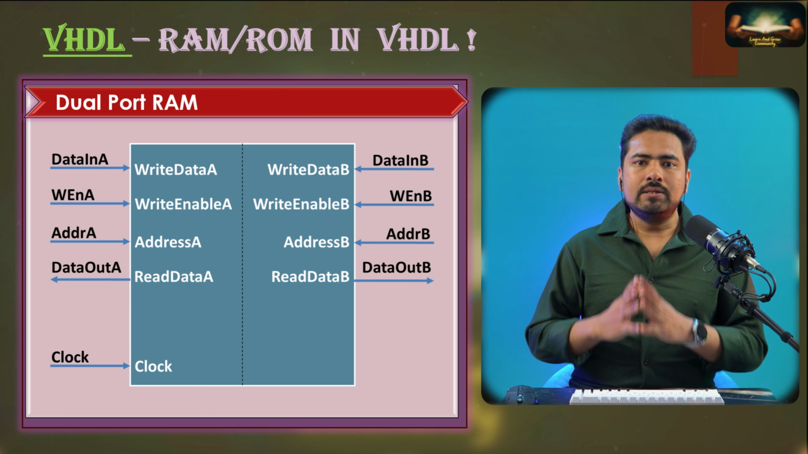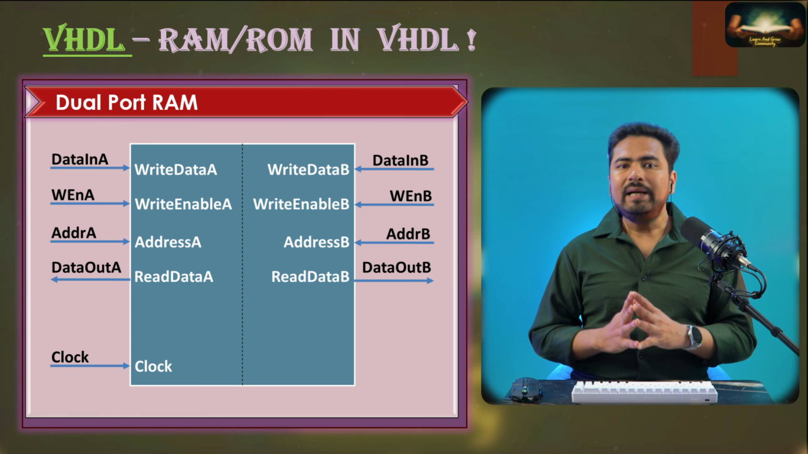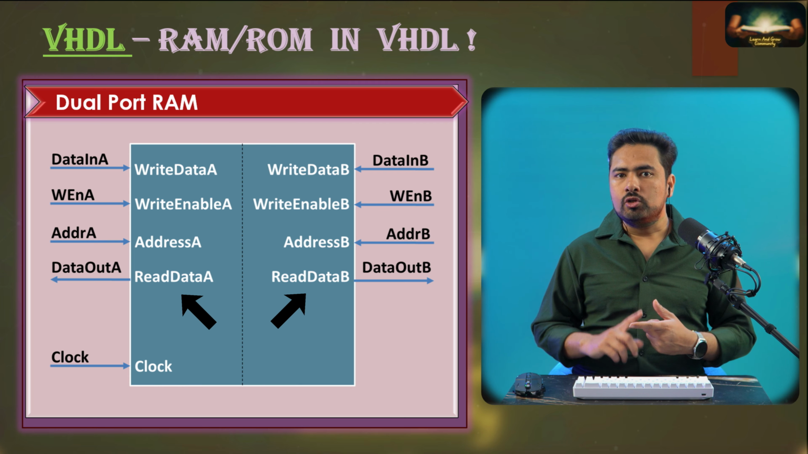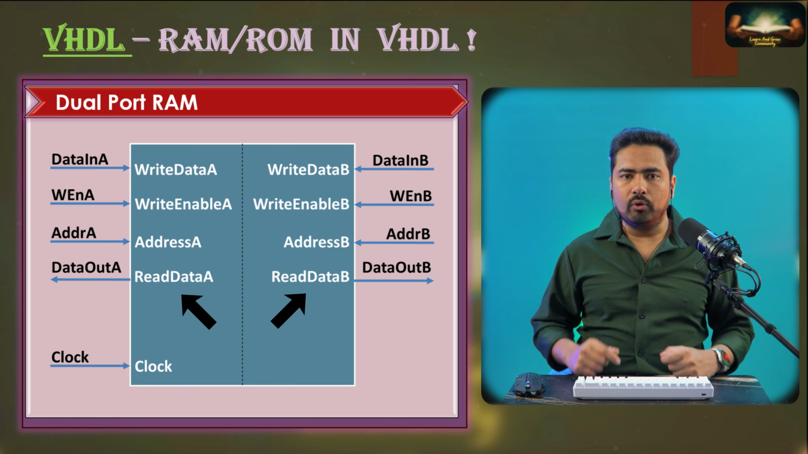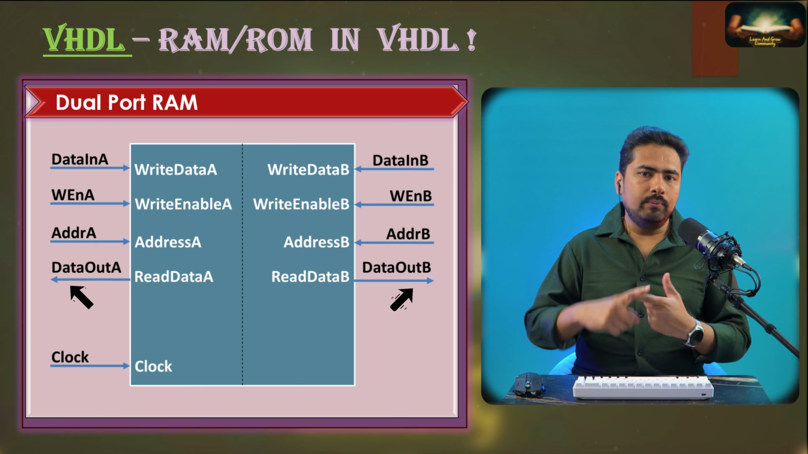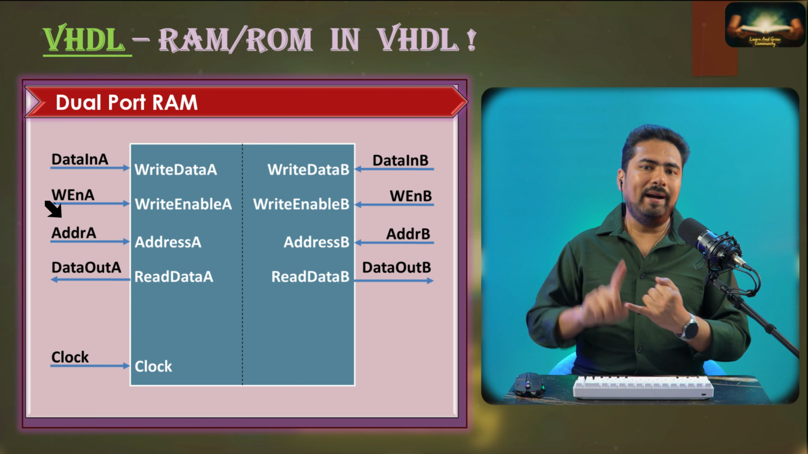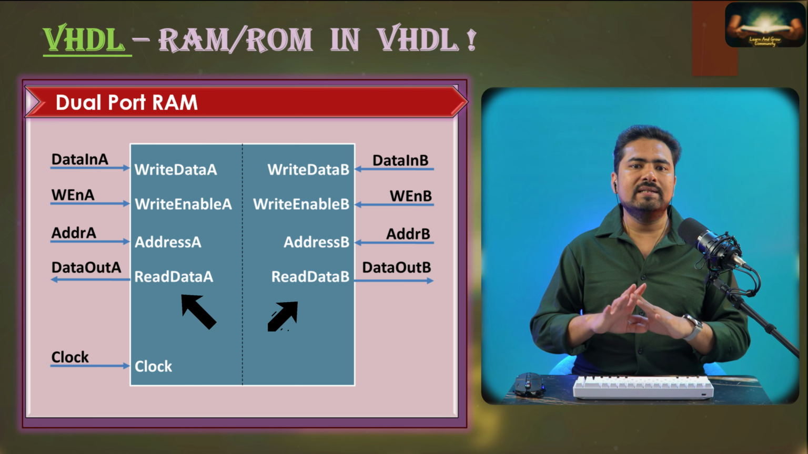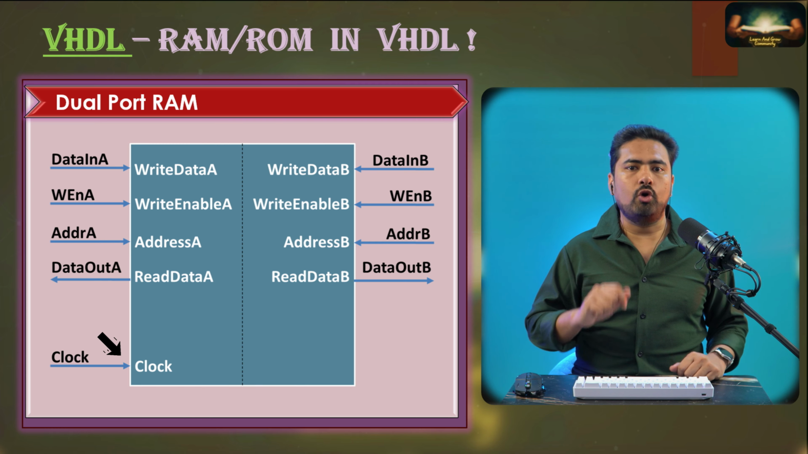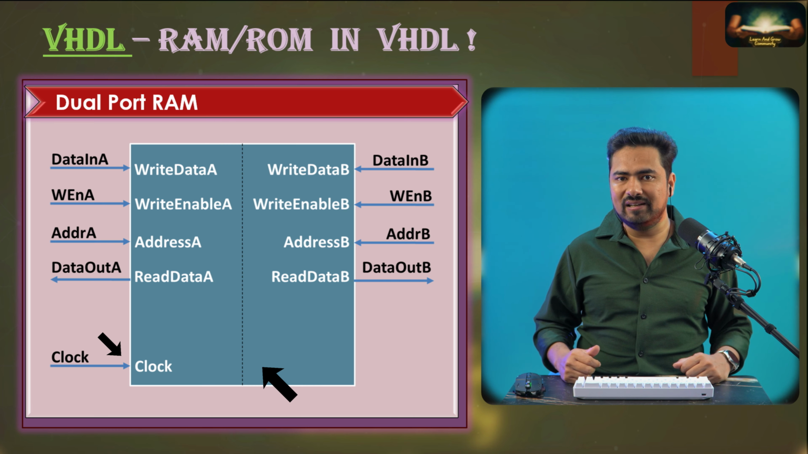Now let's quickly discuss dual port RAM. It has dual ports, like two dedicated single port RAMs. It means it has two read ports, two write ports, two write enable pins, and two address ports. Everything is separated except the clock signal and the memory module itself.